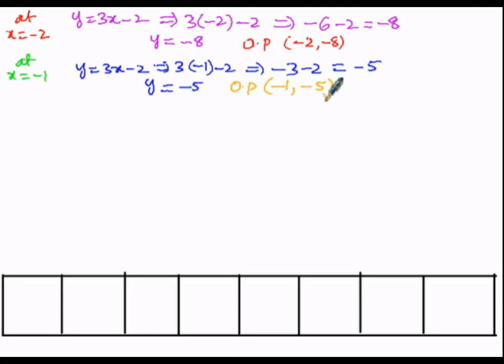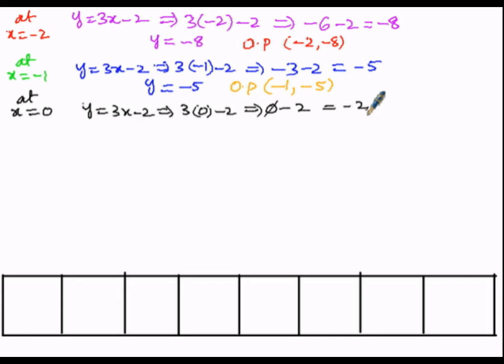Now at x equals 0, the condition is y equals 3x minus 2. That implies 3 into x value of 0, minus 2. So 3 into 0 is 0, then minus 2 written as it is. We can strike off this 0, so only minus 2 is left over. Therefore the y value is minus 2. So when x value is 0, the y value is minus 2.